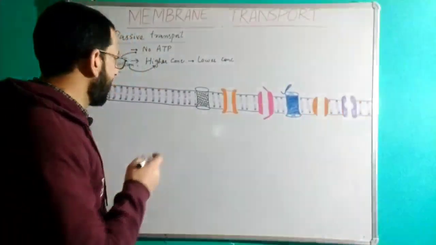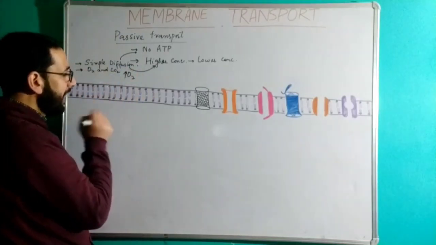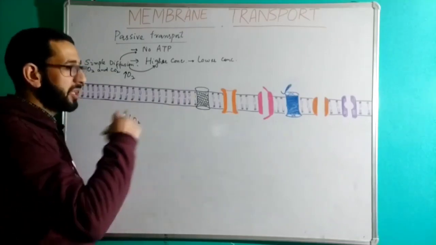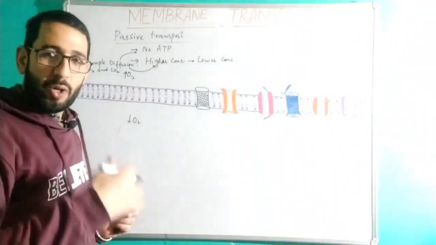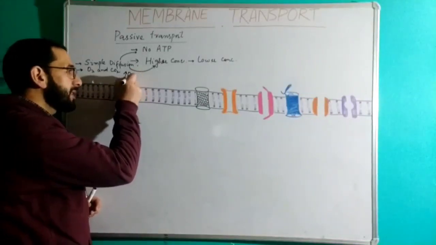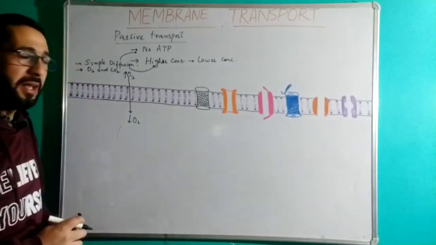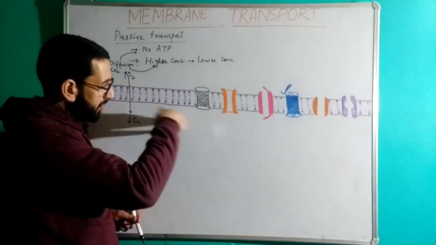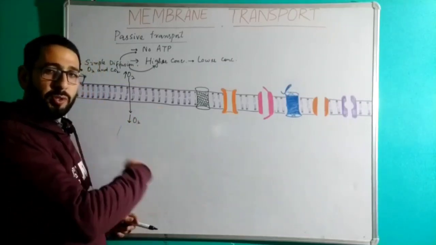When it reaches the cell, the oxygen is going to be in higher concentration outside the cell, and inside the cell it is going to be in lower concentration, because we have already utilized that oxygen inside the cell. So when these cells continuously need oxygen, it is definitely in higher concentration outside the cell. So this oxygen is simply going to get diffused through this phospholipid bilayer, and it is going to get inside the cell.